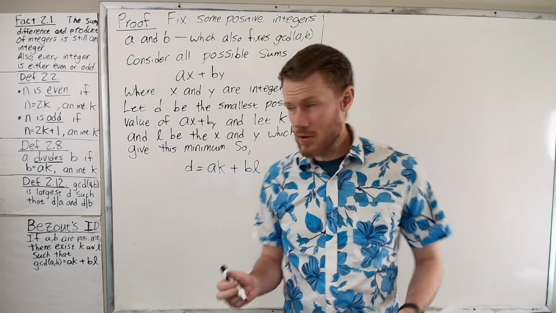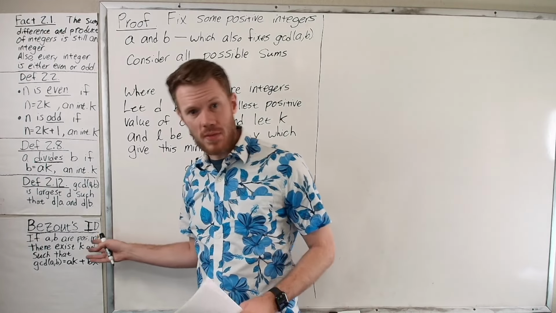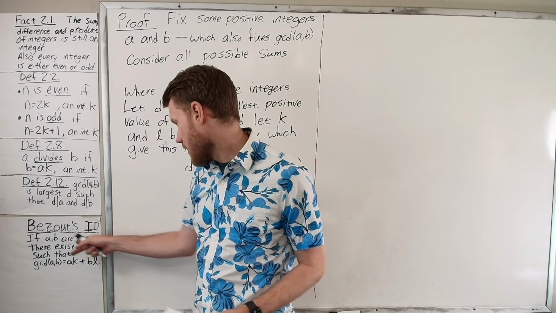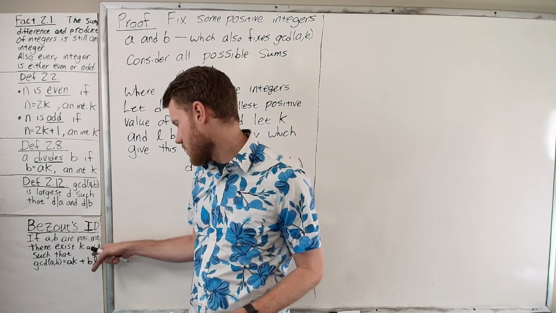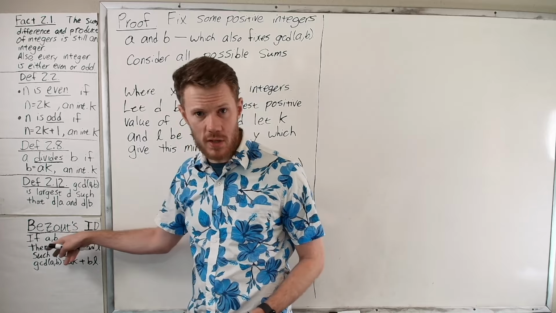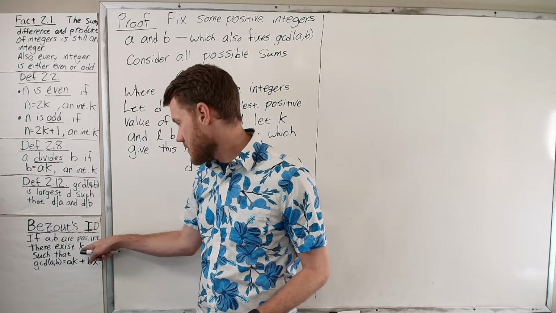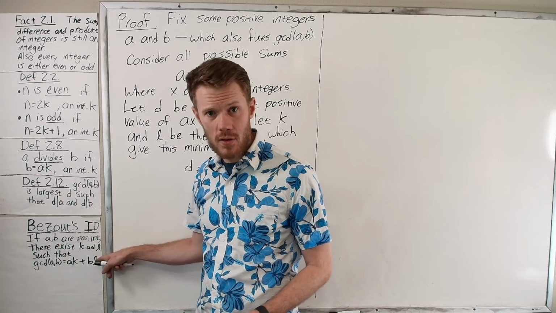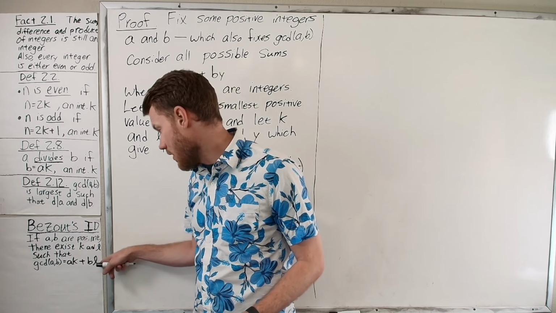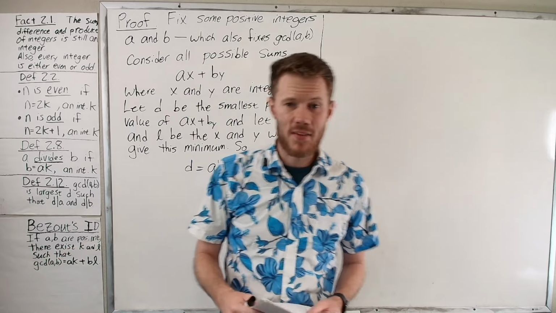Okay, let's start proving this theorem. So I moved the identity down here. A and B are positive integers. This is what we're trying to prove. If you have 2 positive integers, then there must exist some other integers, K and L, for which AK plus BL equals the GCD of A and B.